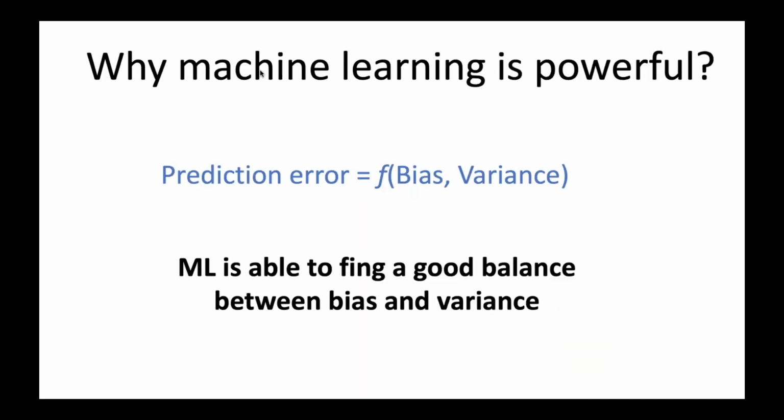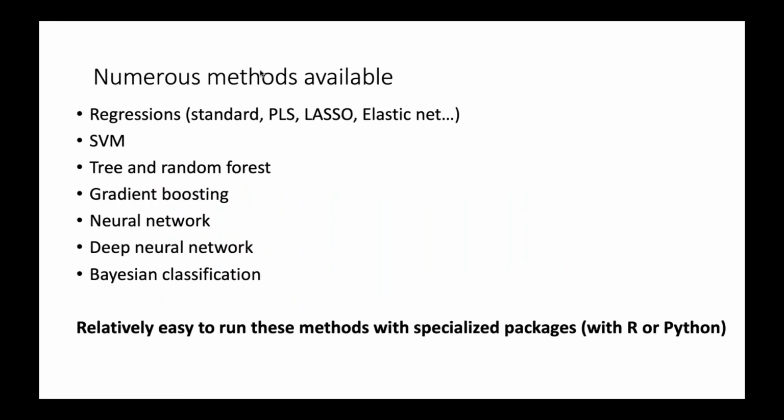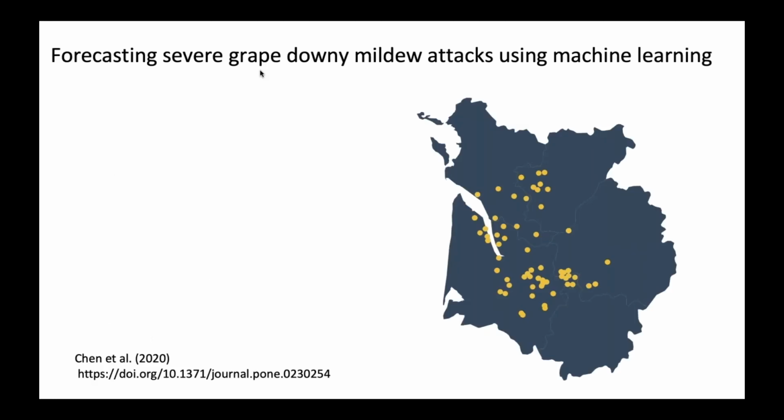So why is machine learning powerful? Because machine learning is able to find a very good balance between bias and variance, and is able then to minimize prediction errors. So we have many methods available to do that, and the good news is that it's now relatively easy to run these methods with specialized packages.